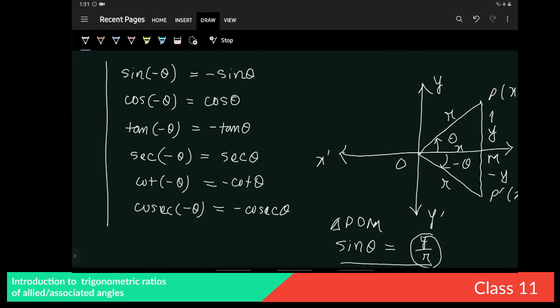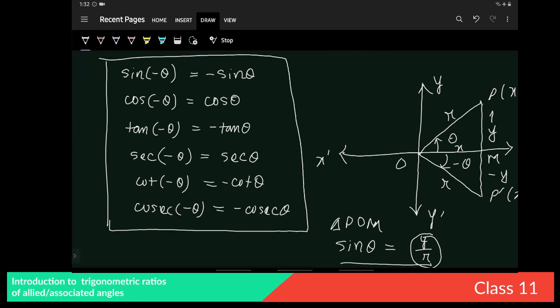If you do the other ratios, that means I have written these formulas, tan of minus theta is also minus tan theta. Sec of minus theta will give you sec theta, since it is the reciprocal of cos. Cot of minus theta will give us minus cot theta, and cosec of minus theta is giving us minus cosec theta.